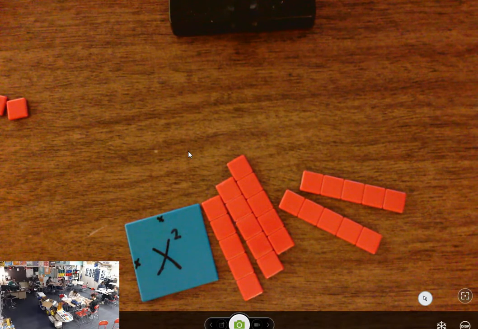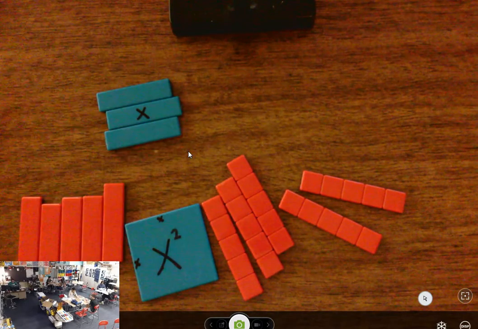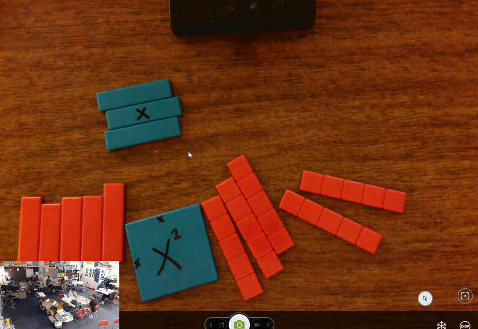Well, this is rather inconvenient. Add in some more tiles. Like what? Sure, five pairs of zeros. Might as well. We're just going to use all of the tiles, apparently.